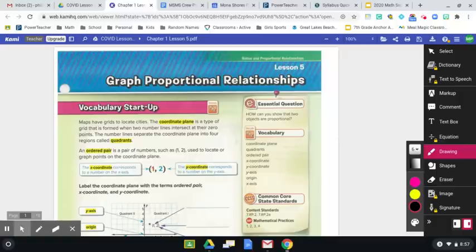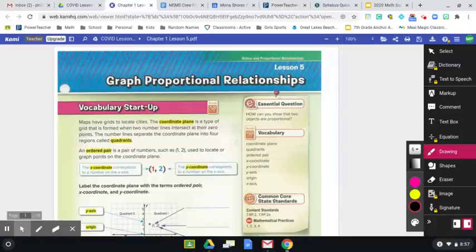Chapter 1, Lesson 5, Graph Proportional Relationships. So this is the next lesson in Chapter 1 that we're going to take a look at. On page 45, you'll see what we just reviewed in that quiz, which is a coordinate graph, and it gives you some key vocabulary pieces on a coordinate graph.